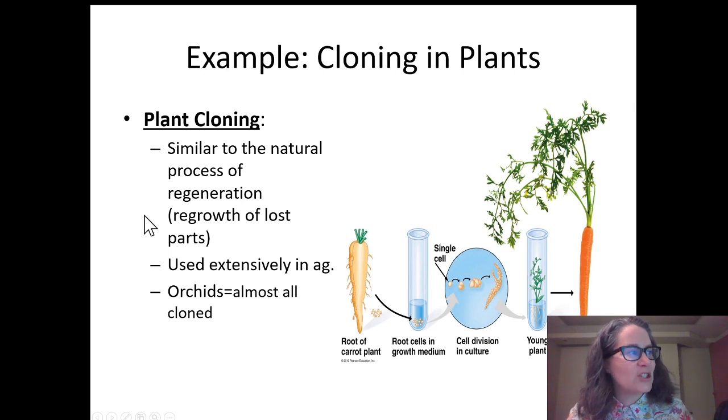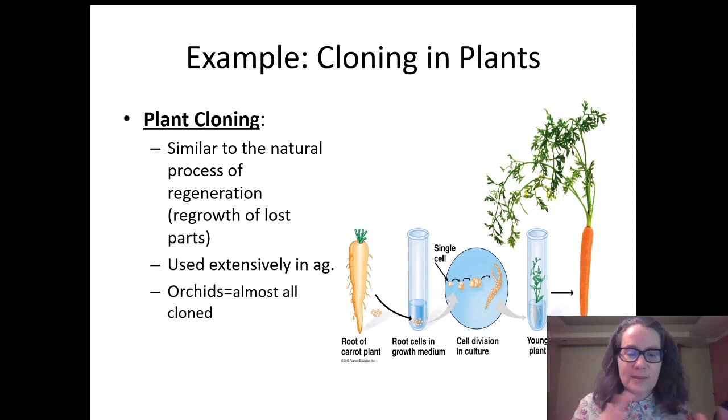Well, plants actually do cloning naturally. They often have a process of regeneration or regrowth of lost parts. You know this because if you've picked carrots or potatoes, you know that you can grow a full new plant from the eyes, right? The potato eyes or the carrot eyes. And so this is a way that agriculture can use this process, where we take a group of cells and then we clone plant lines from them.